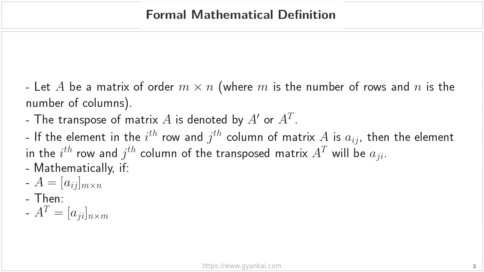To express this mathematically, if matrix capital A is defined as the collection of elements a sub-ij with a dimension of m by n, then its transpose, capital A transpose, is defined as the collection of elements a sub-ji with a dimension of n by m. As you can see from this notation, the roles of m and n have switched. We will discuss the implications of this change in dimensions in the very next slide.